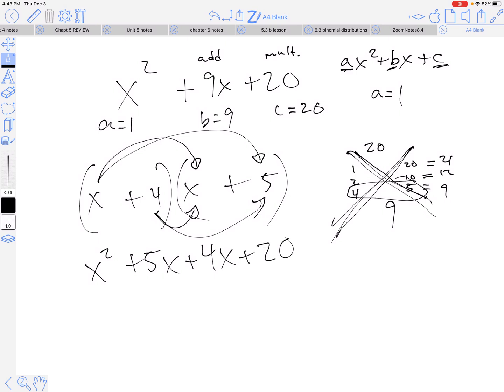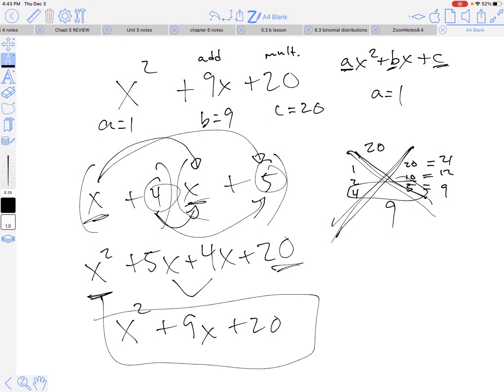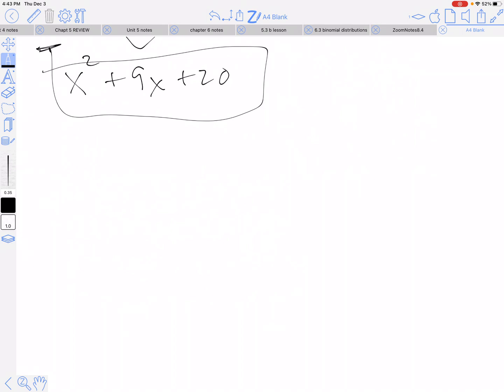And as you notice, something kind of cool happens. That x squared we knew was x times x, and the 20 we knew was 4 times 5. So why did we have to add to get 9? Well, notice, now that I finished this problem, 4x plus 5x gives me 9x. So that's why we have to figure what adds to give us the middle term. Okay? All right, so let's look at another one.